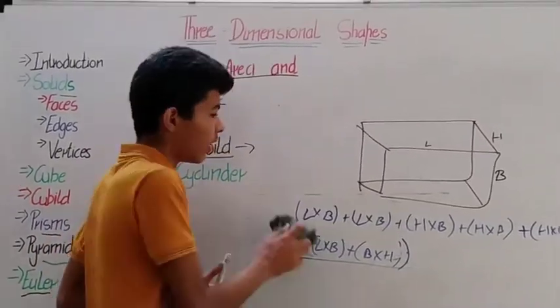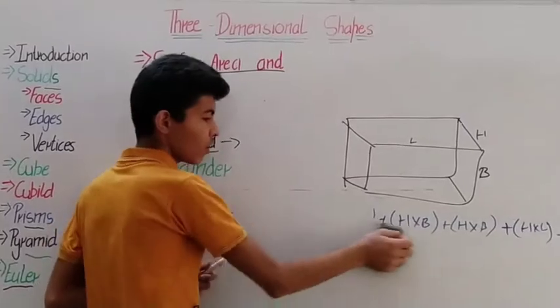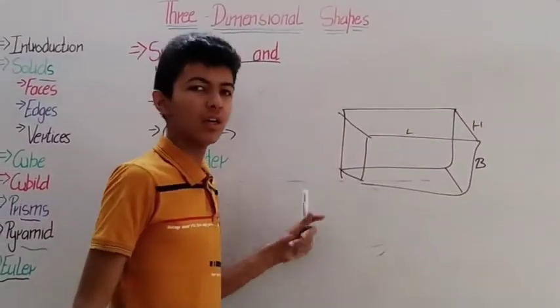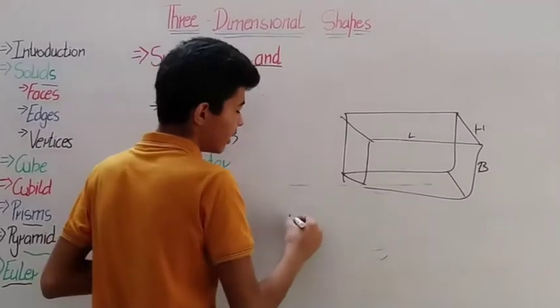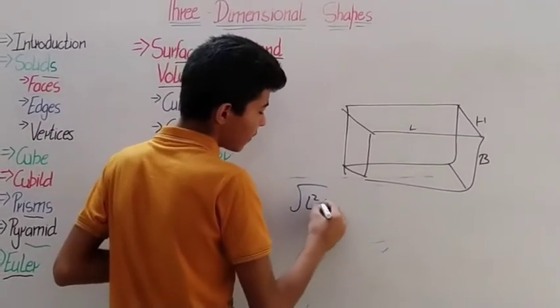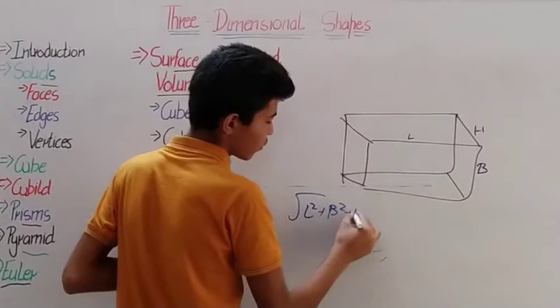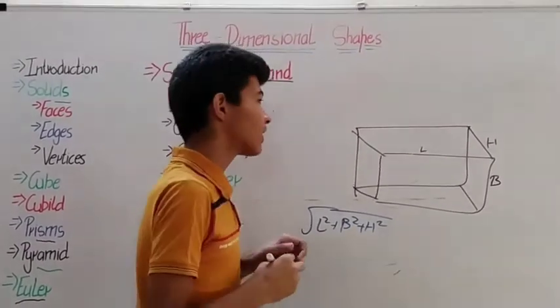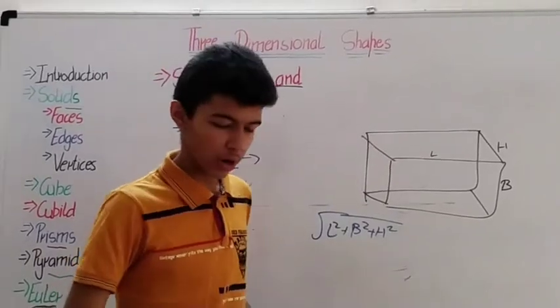So what would be the longest diagonal which could fit in the cuboid? It would be under root L square plus B square plus H square. So this would be the longest diagonal which would fit in this cuboid.